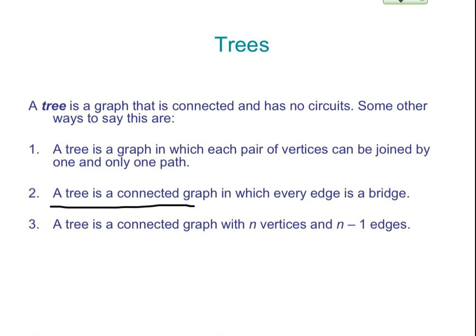A tree is a connected graph in which every edge is a bridge. A tree is a connected graph with n vertices and n minus 1 edges. So these are all saying exactly the same thing.